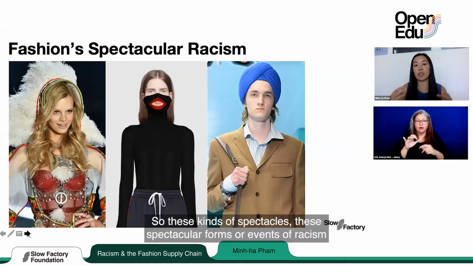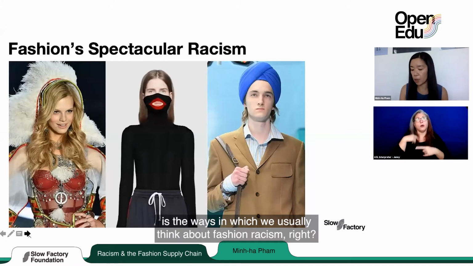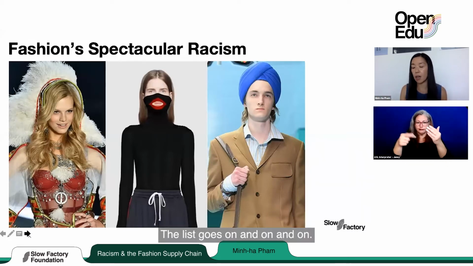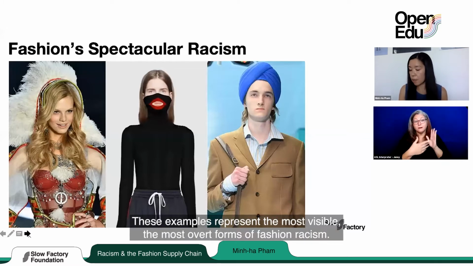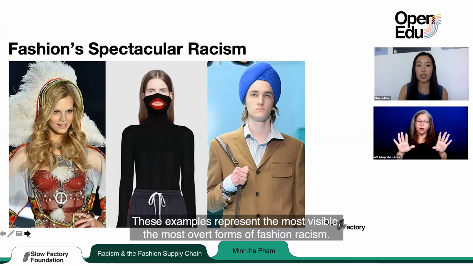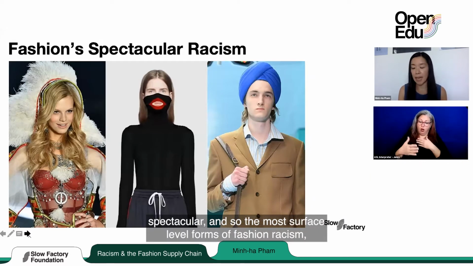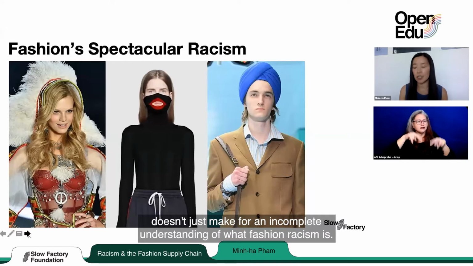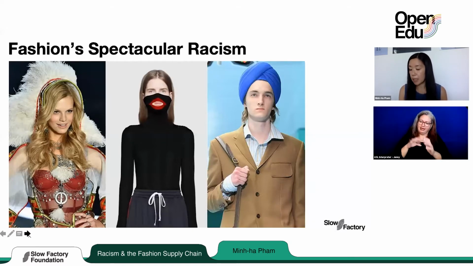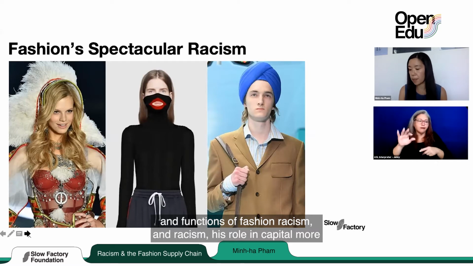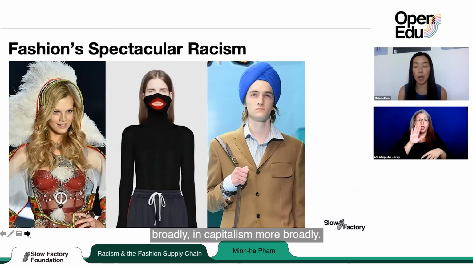And of course, racist runway shows and racist fashions, right? So these kinds of spectacles, these spectacular forms or events of racism, is the ways in which we usually think about fashion racism, right? And obviously, I'm sure everybody on this Zoom right now could add to this list. The list goes on and on and on. These examples represent the most visible, the most overt forms of fashion racism. What I want to suggest today is that focusing on the visible, the spectacular, and so the most surface level forms of fashion racism doesn't just make for an incomplete understanding of what fashion racism is, it misunderstands the deeper structural conditions, operations, and functions of fashion racism and racism's role in capitalism more broadly.